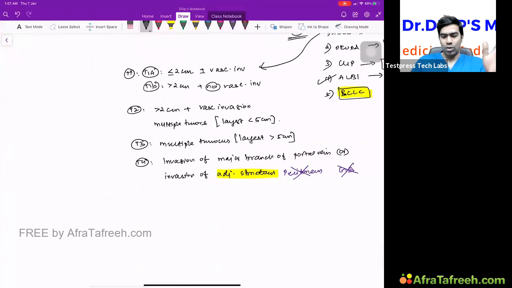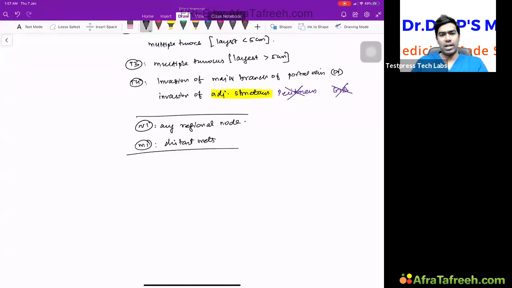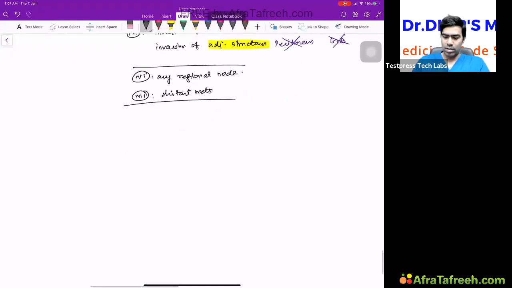So this is T staging. And of course, you know, N staging: any regional node involvement will come under N1. M1 means distant metastasis. That's all, as simple as that. So please understand, you need to know the staging of the disease. Remember, it could be T anything, but if you have N1 or M1, it becomes automatically stage 4 disease. There's no doubt about that.